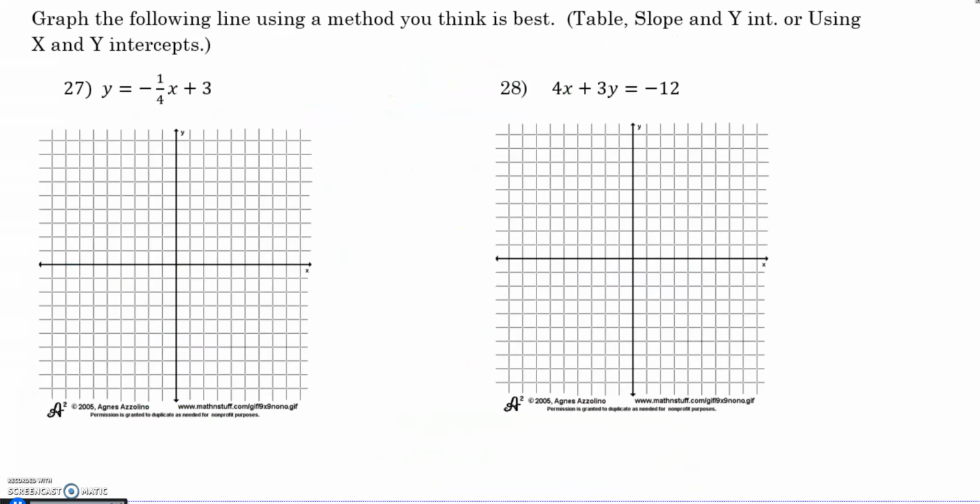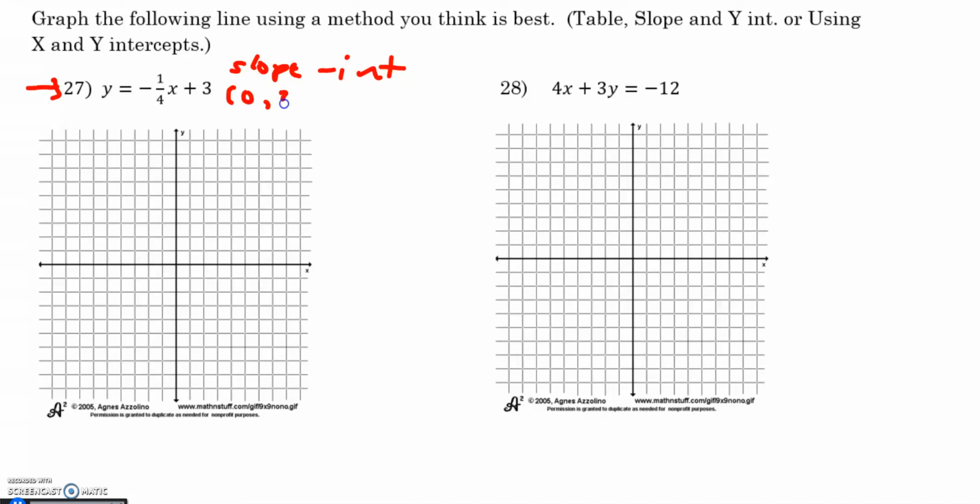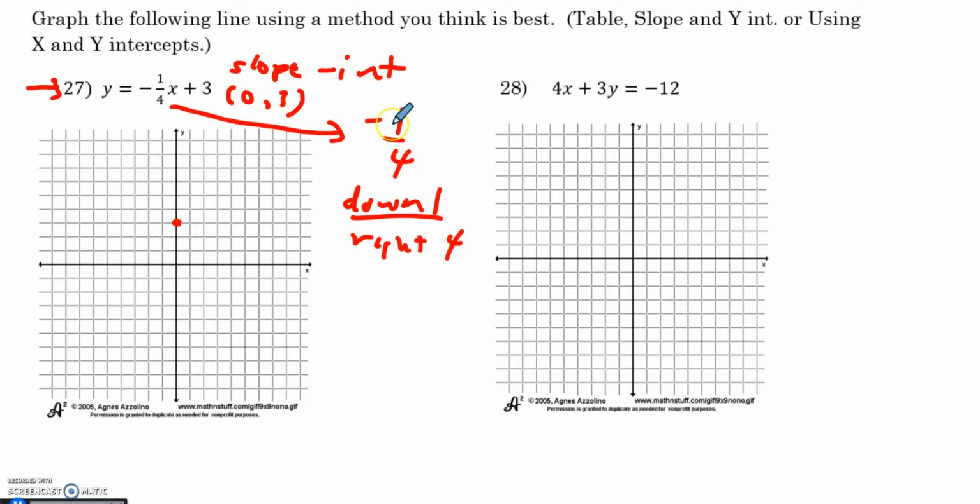Speaking of old stuff, graph the following lines using a method you think is best. You can use a table, slope and y-intercept, or x and y-intercepts. Based on the way that 27 looks, this is in slope-intercept form. So my suggestion would be using the slope and the y-intercept. So this is, remember, the point 0, 3. So you'd start up 3 and then move where the slope tells you to. So I think of this as -1 over 4, or down 1, right 4, because the negative's only on one number.